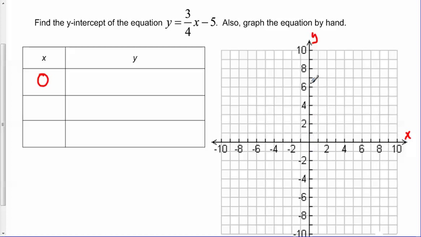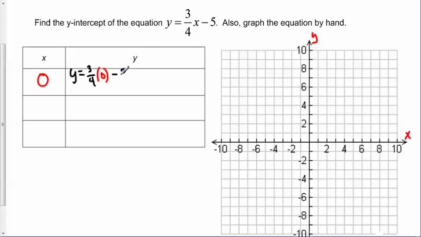If I have a point that's on the y-axis, that means that I will have moved 0 in the x direction. My first coordinate of my ordered pair will have to be a 0 in order to make my point on the y-axis. So let's plug 0 in for my x value here and see what the y is that goes along with it. y equals 3/4 times 0, because my x value I chose is 0, minus 5.